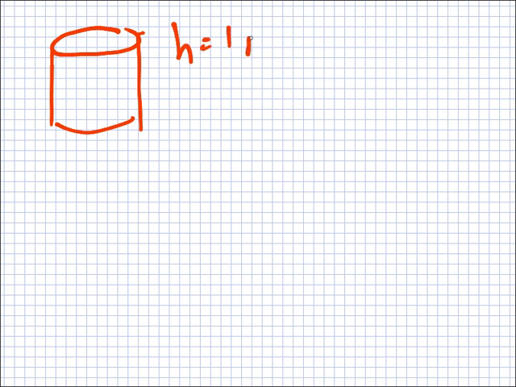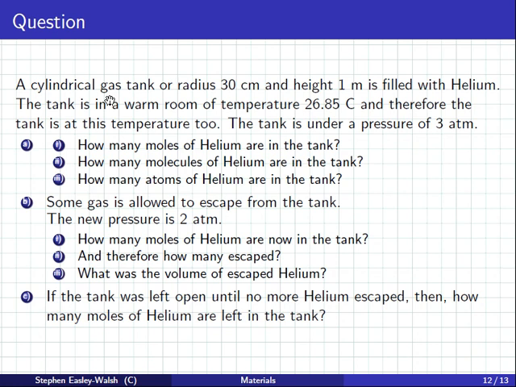Right, so we have a cylinder and its height is 1 meter and its radius is 0.3 meters and it's full of helium, He. The tank is in a warm room of temperature 26.85. Job 1, let's convert this to Kelvin.